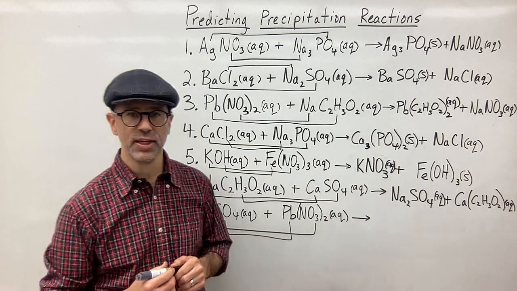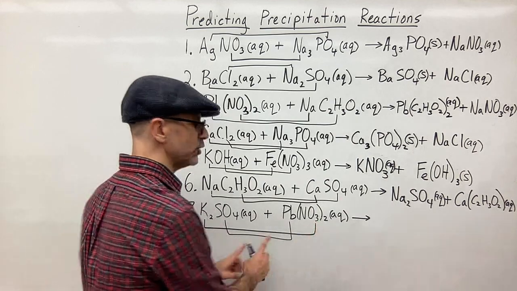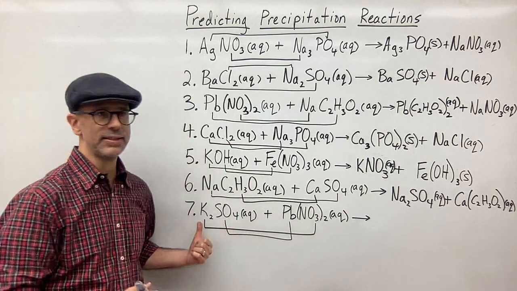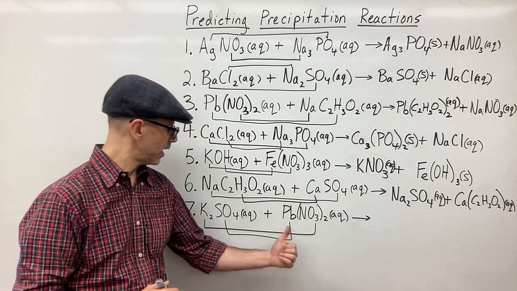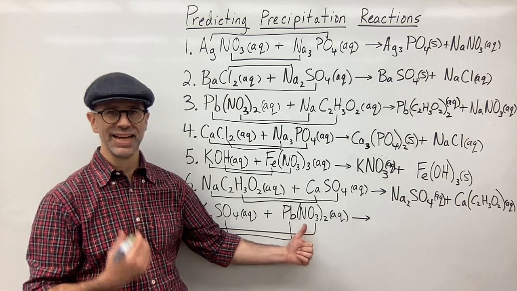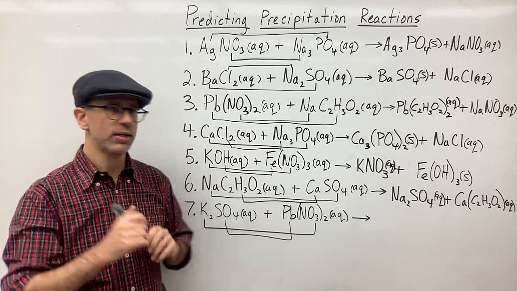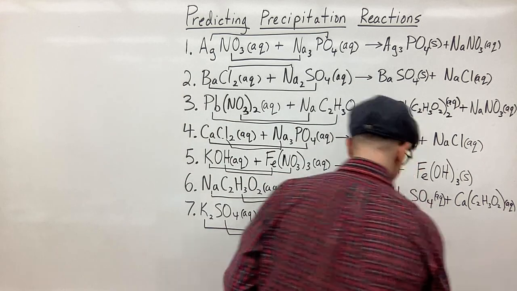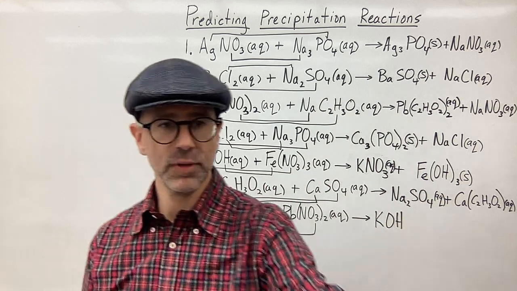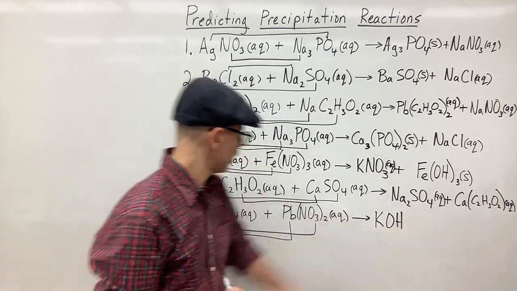So let's go with the first one, which is potassium and nitrate. The potassium ion has a +1 charge. The nitrate ion has a -1 charge. So they're going to balance out equally, 1 to 1. So that's going to be KNO3, and that's our first product.